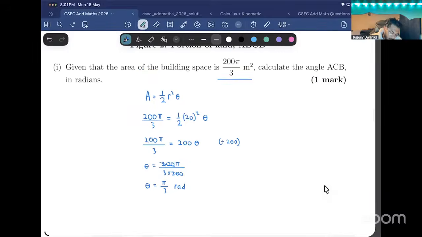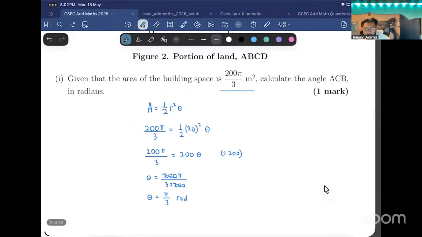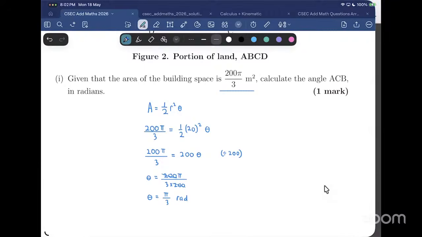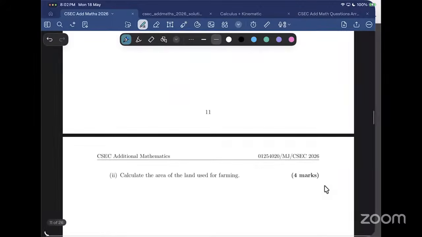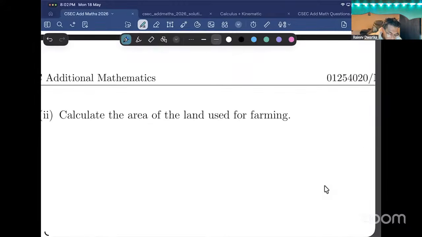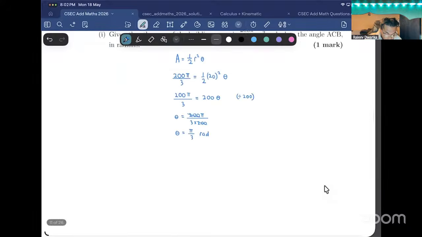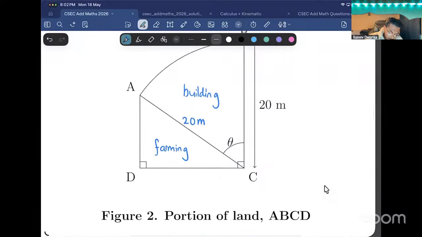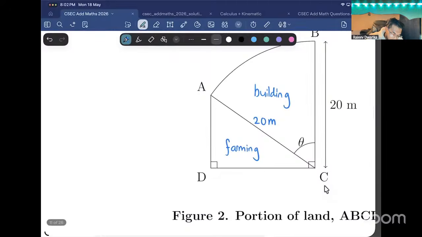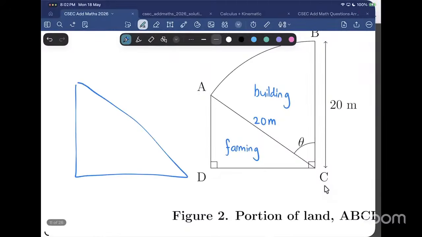Yes, sir. Cool. Let me know if you guys got that. Yes, sir. Okay, next. Calculate the area of the land used for farming. This is like a copy and paste of the question we did. It's literally a copy and paste.